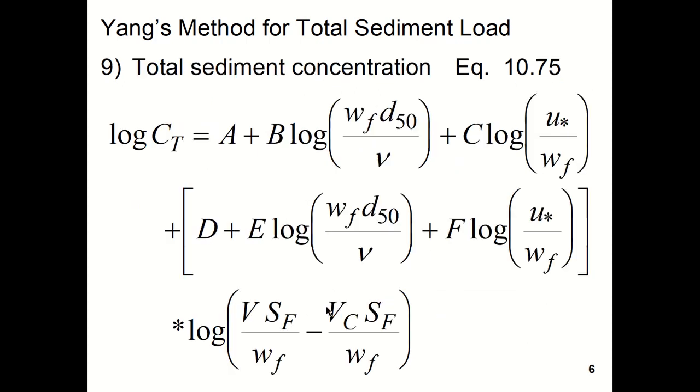The total sediment concentration comes from equation 10.75. And you can see there are 6 parameters in here: A, B, C, D, E, and F. Those are not numerical here because there is a set of those for both sand and gravel.